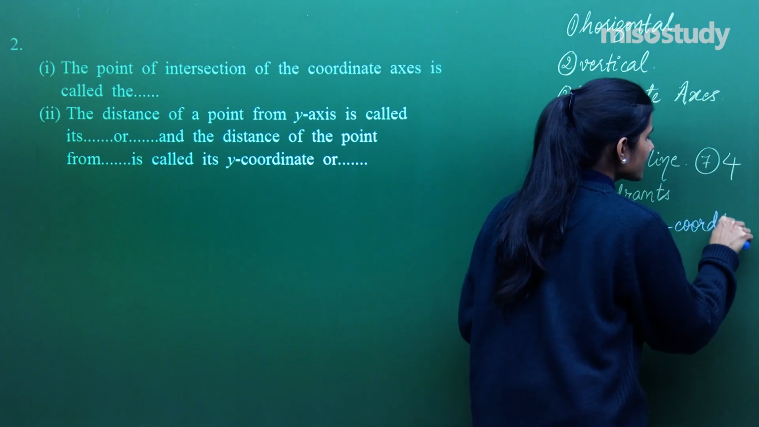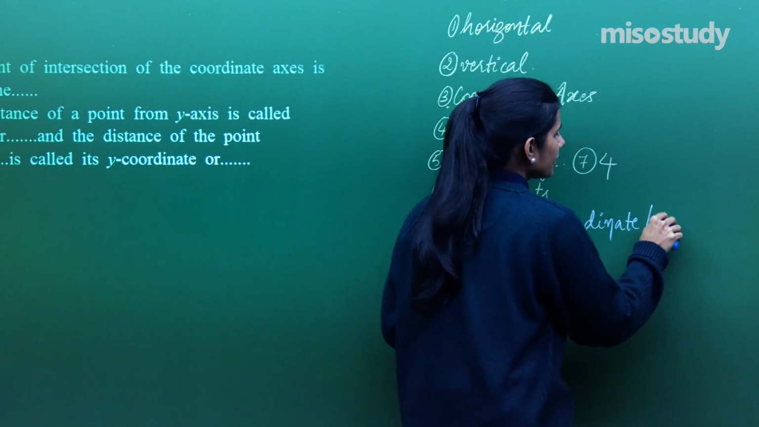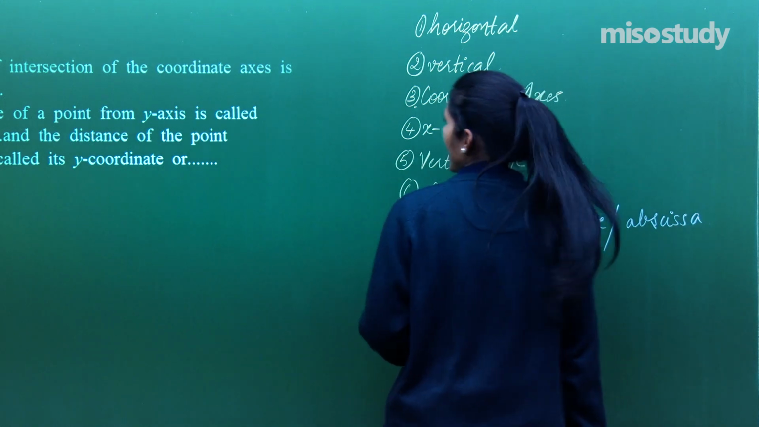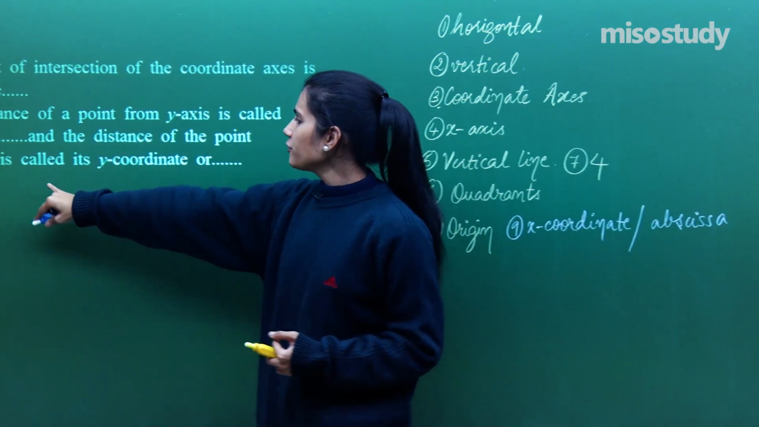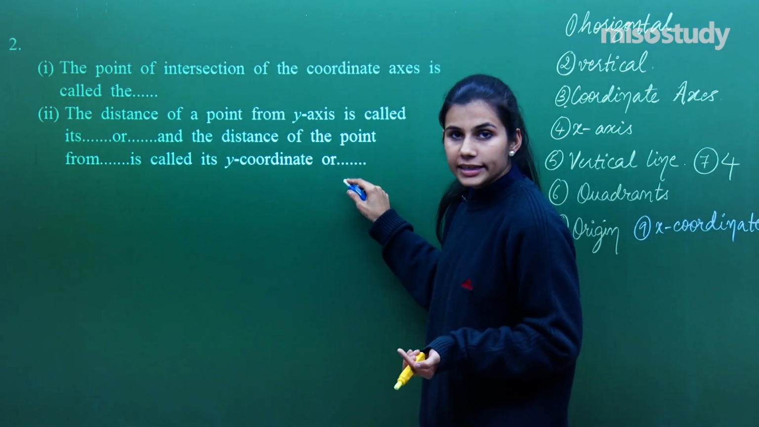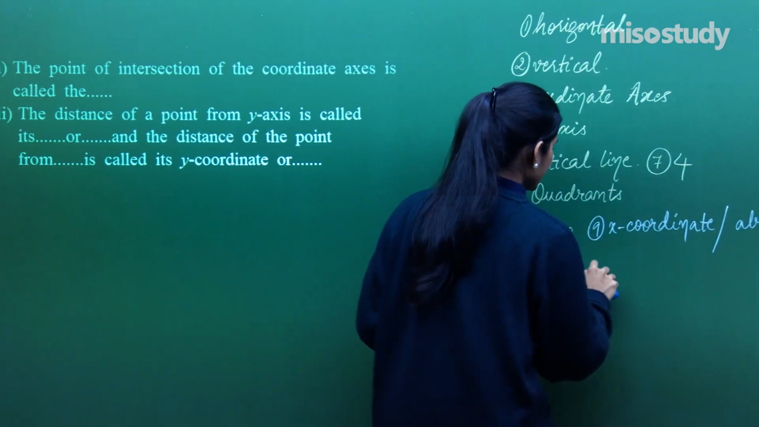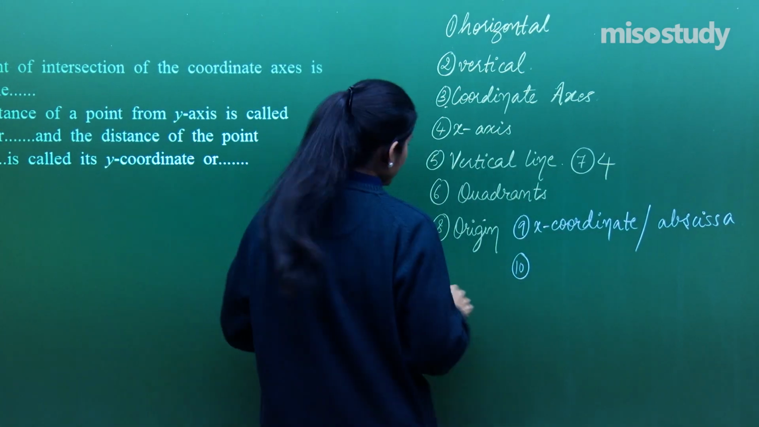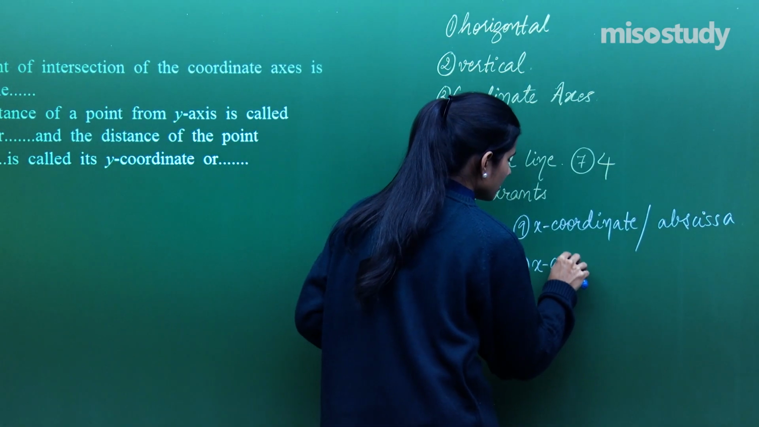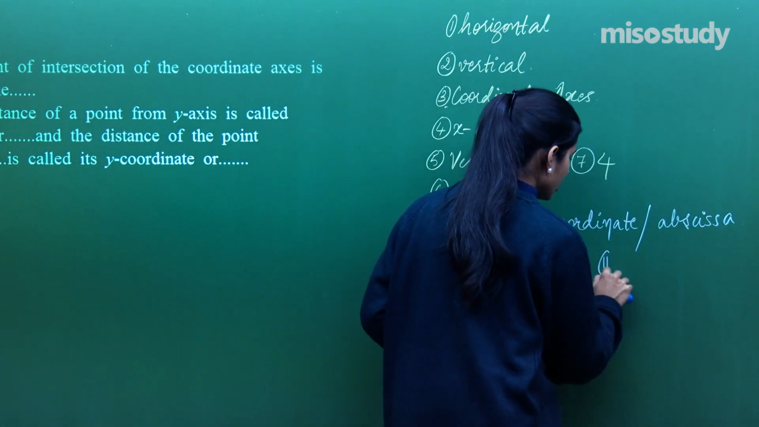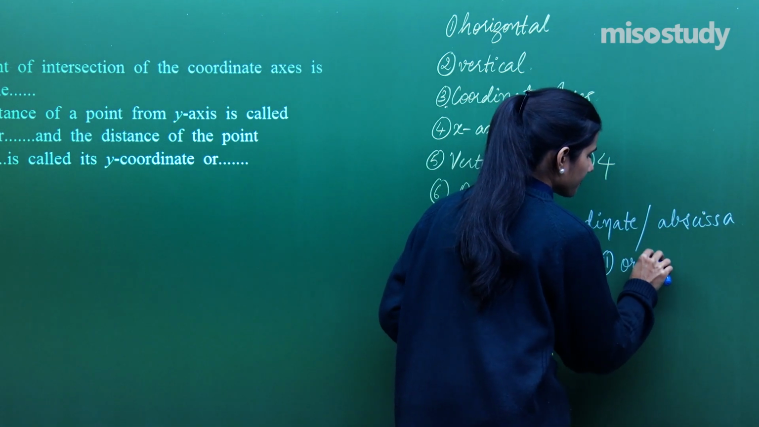Another name is what for x coordinate of a point? Or abscissa. And the distance of the point from dash is called its y coordinate or ordinate. We know another name for y coordinate is ordinate, but distance from where? Distance of the point from the x-axis is called the y coordinate or the ordinate.